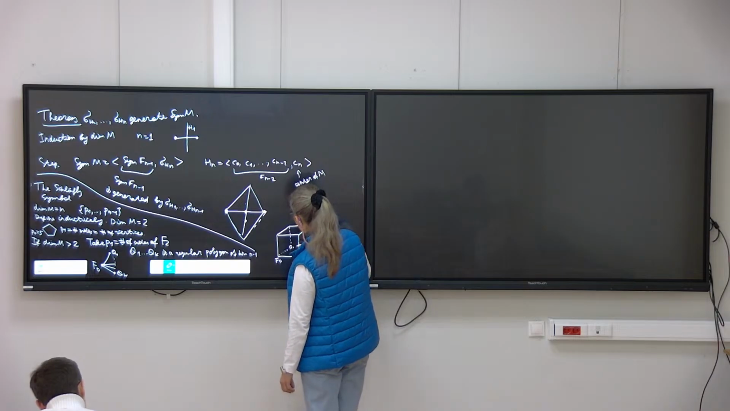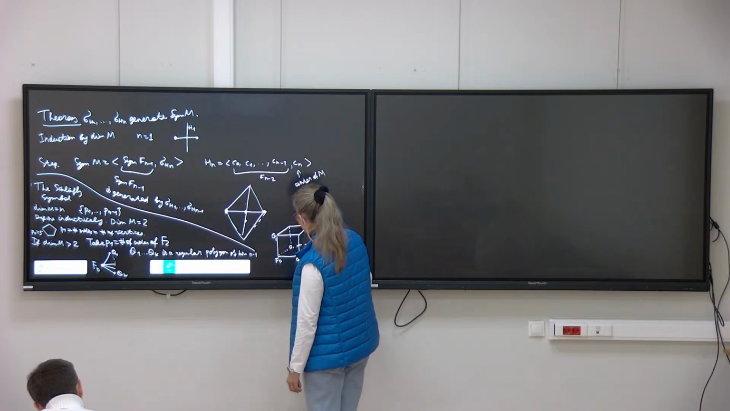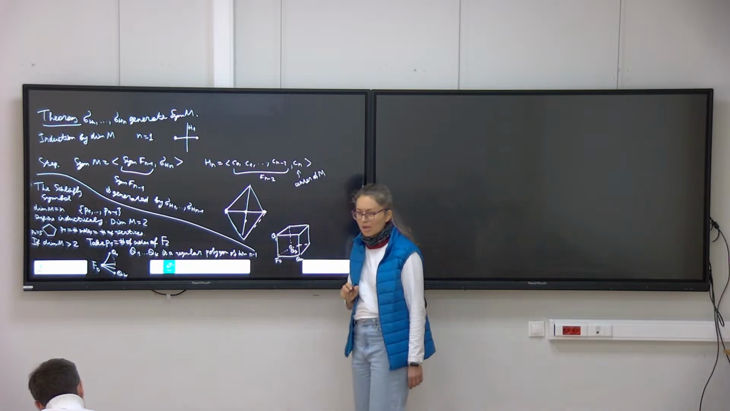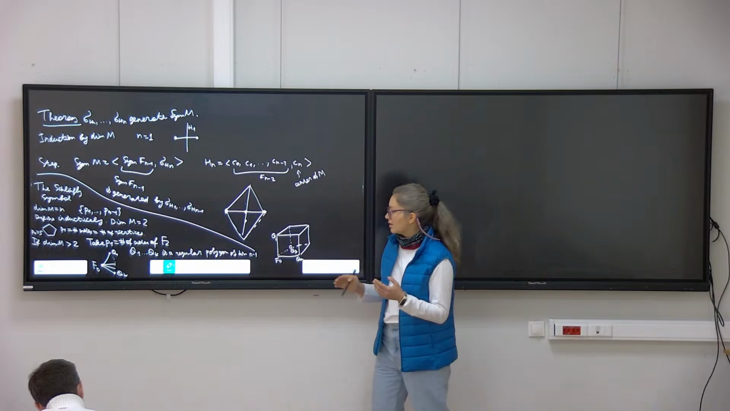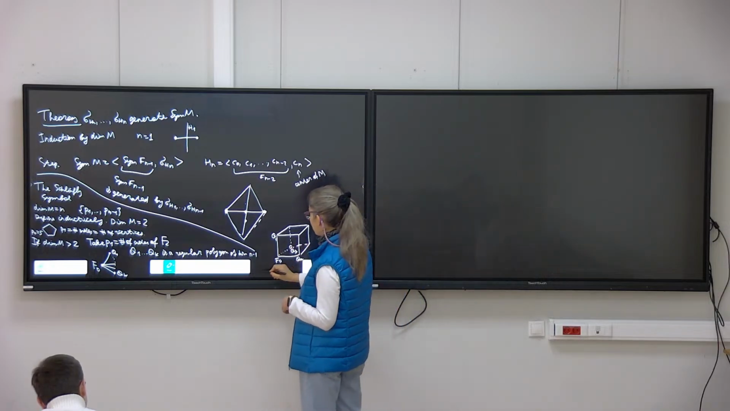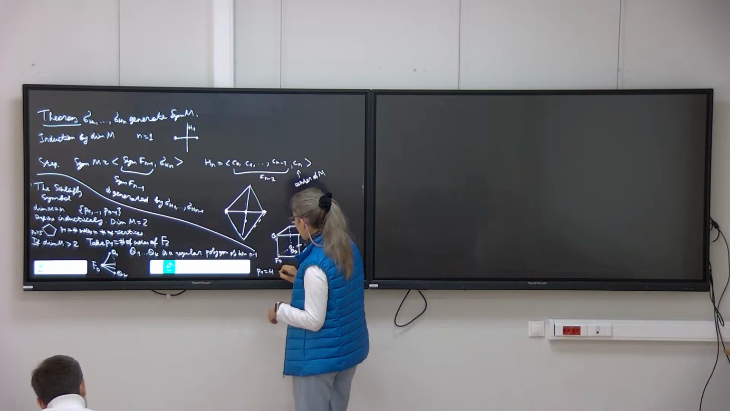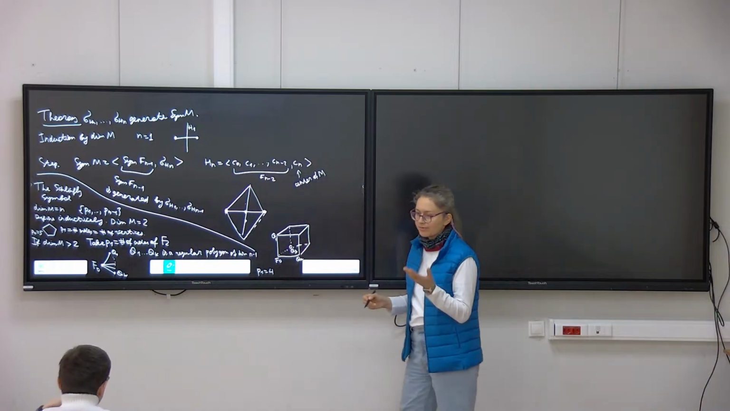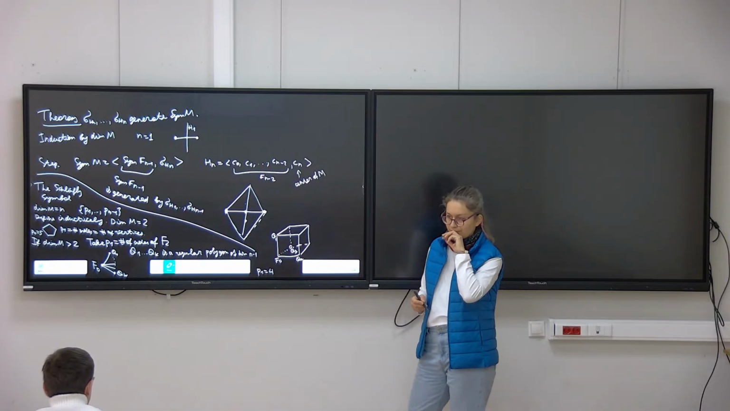So we will have Q1, Q2, and Q3. So how do we construct the Schläfli symbol for a cube? P1 equals 4, because any two-dimensional face has 4 vertices and 4 sides.